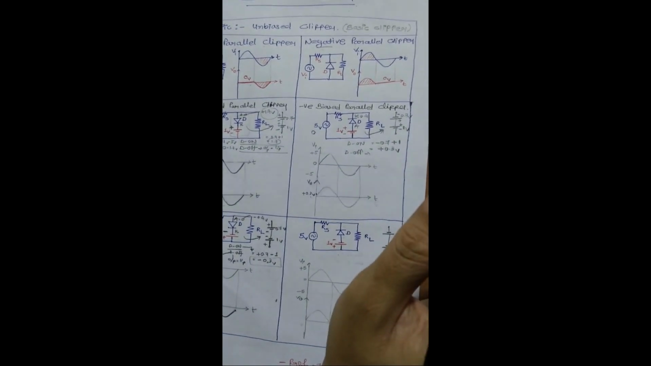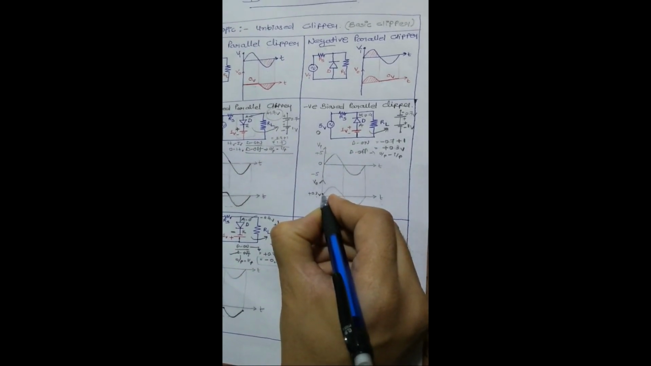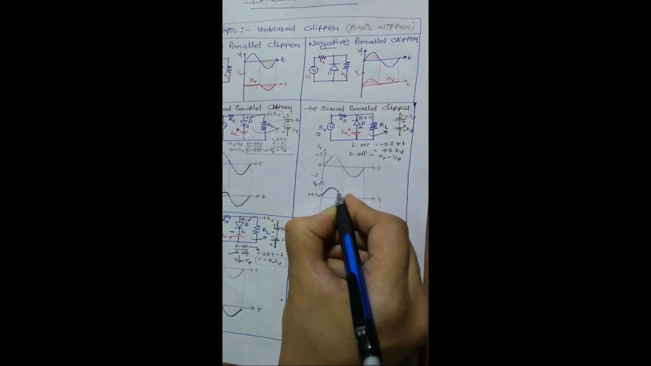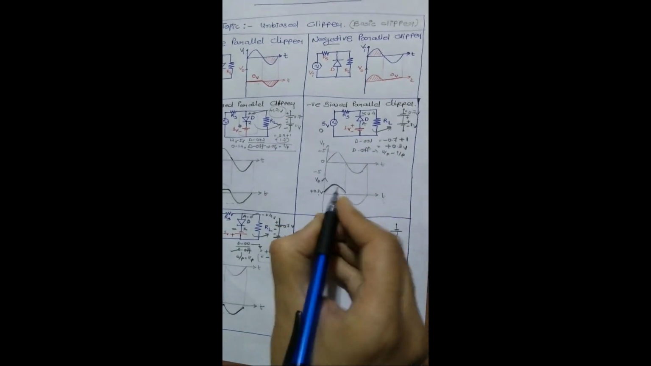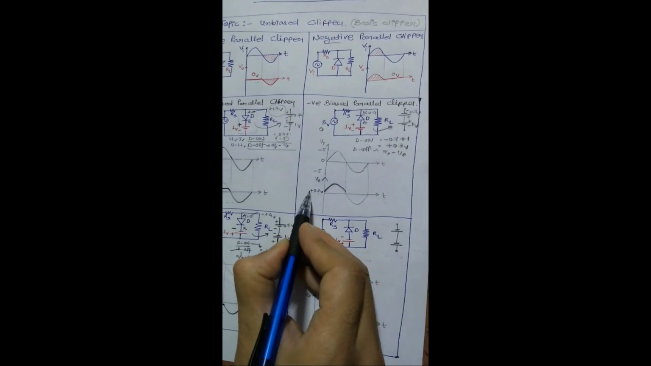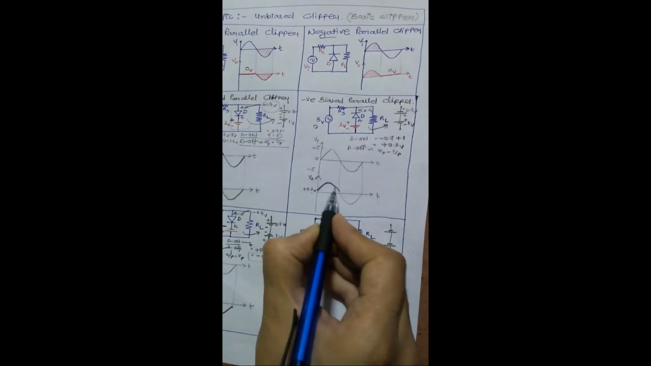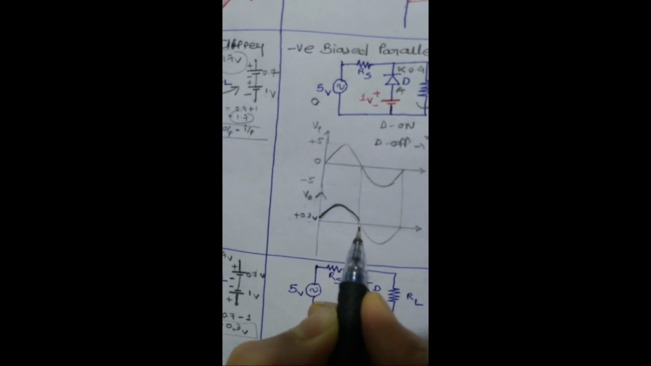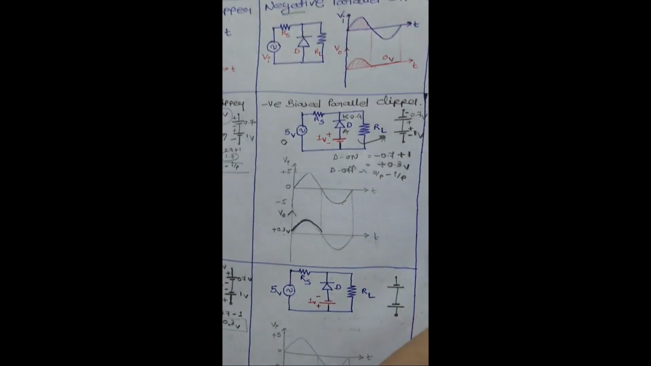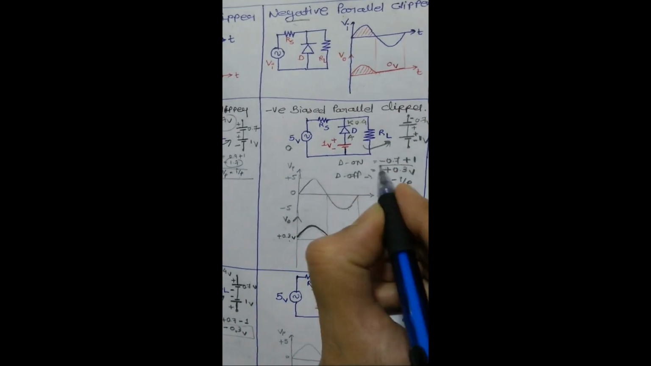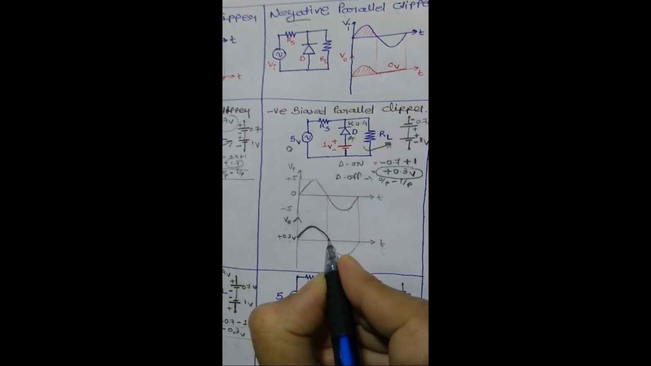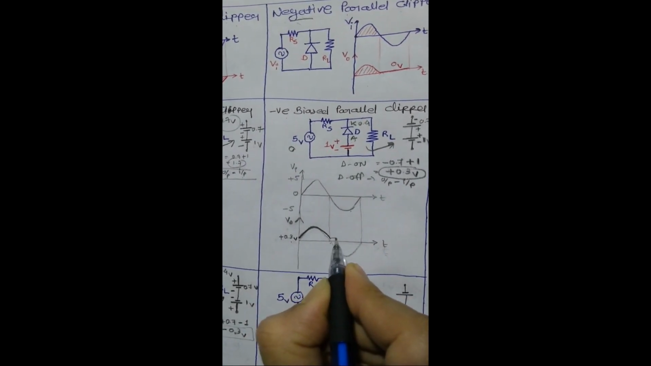When D is off, output is equal to input. So in this case, after 0.3 the cycle will be represented as it is. But your waveform starts from plus 0.3, not 0, and it will end at plus 0.3, not 0. Okay. So in the case of the negative cycle, cathode is -1, -2, -3, -4, -5. So anode is plus and cathode is minus. Definitely D is on. The output voltage is constant 0.3. So this 0.3 voltage will be constant in all negative cycles.